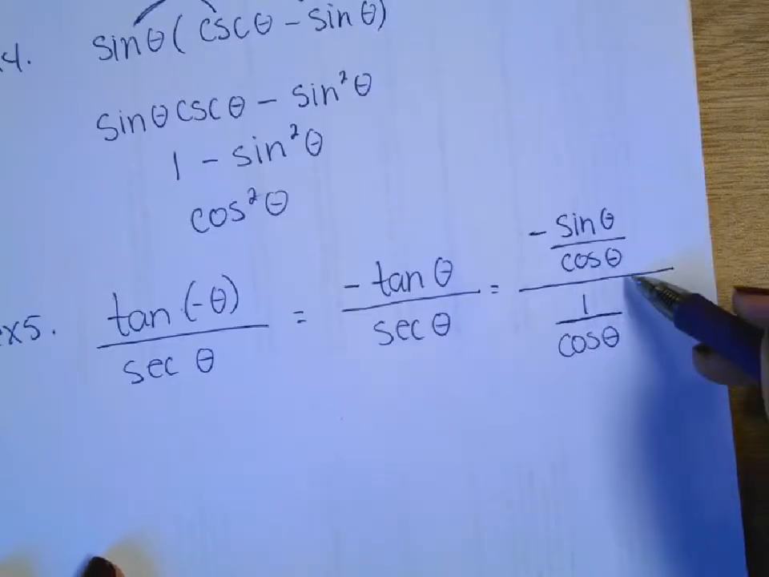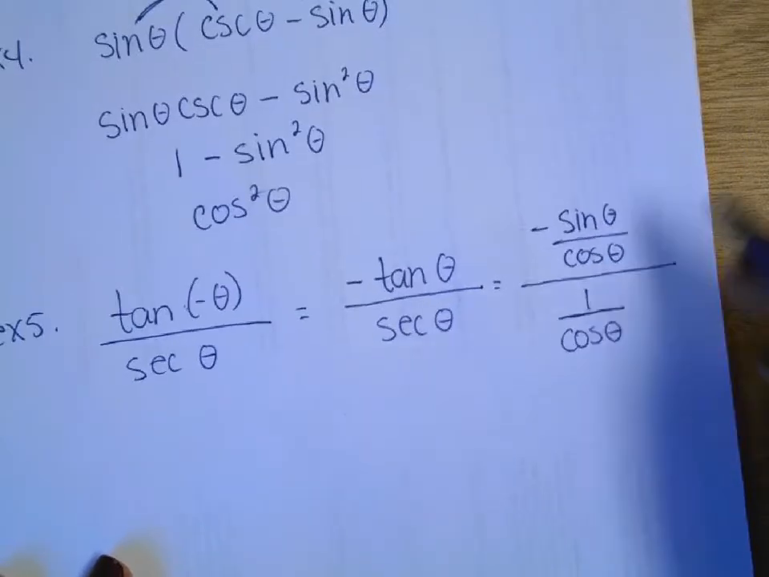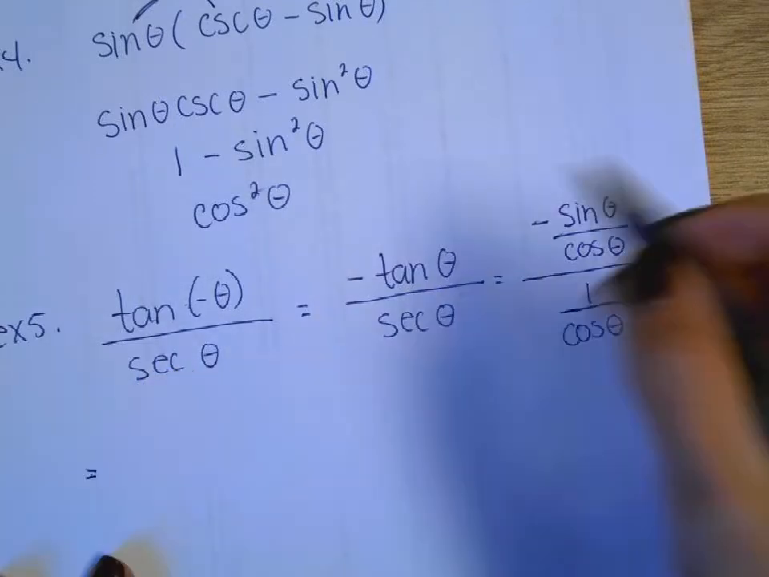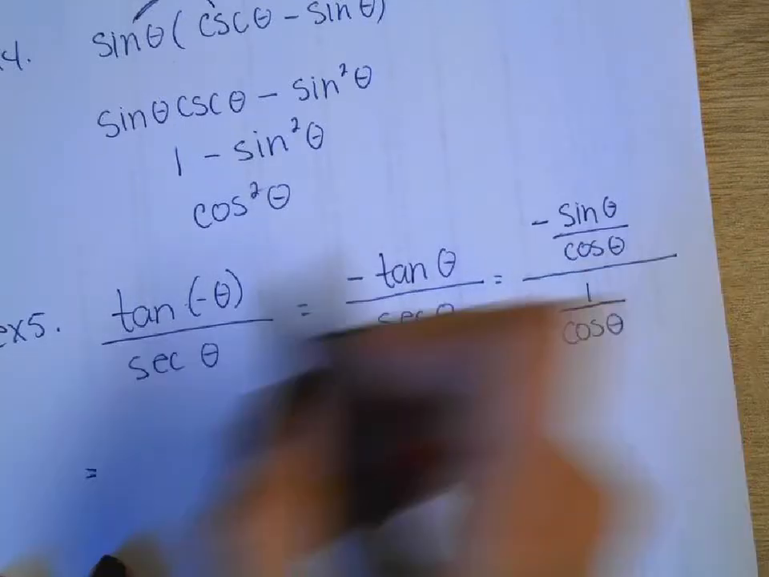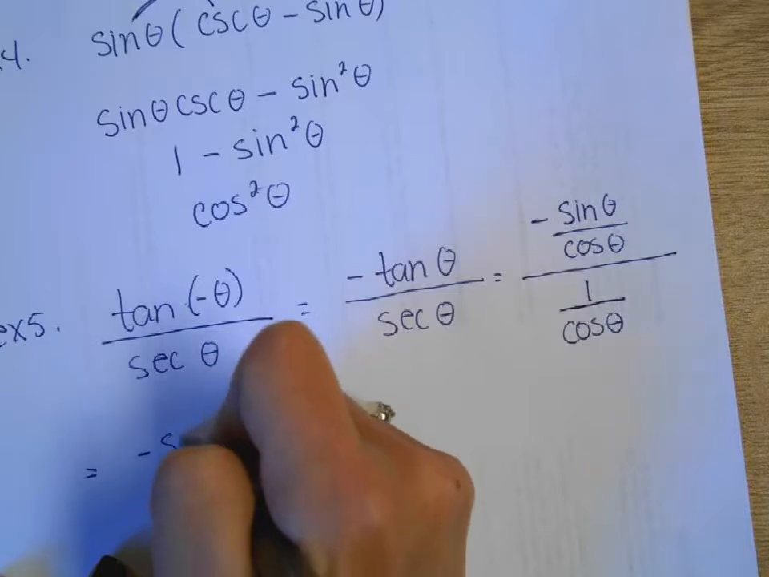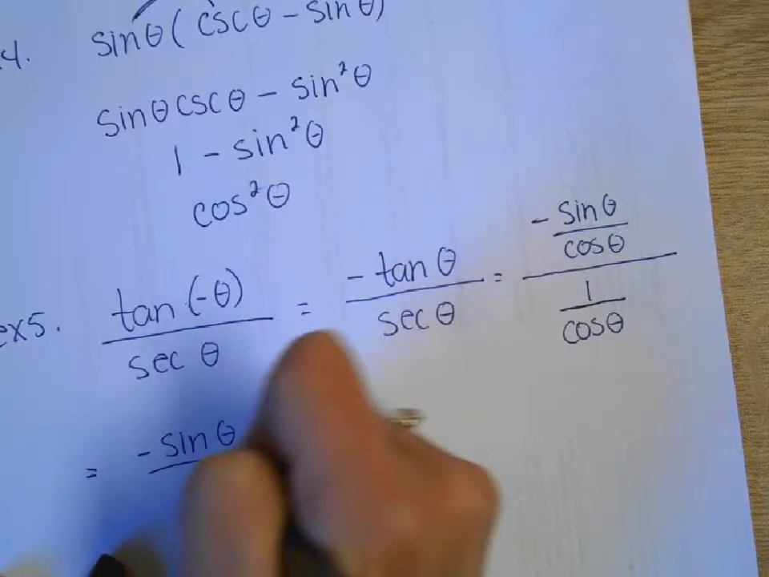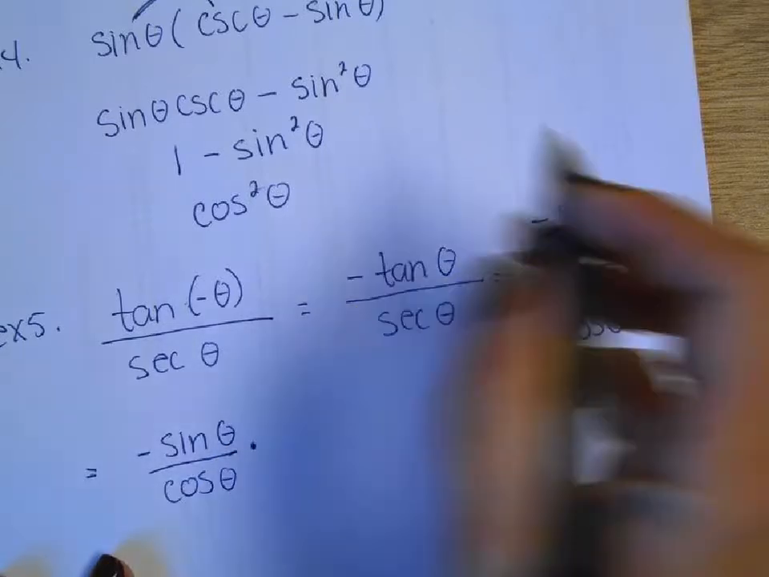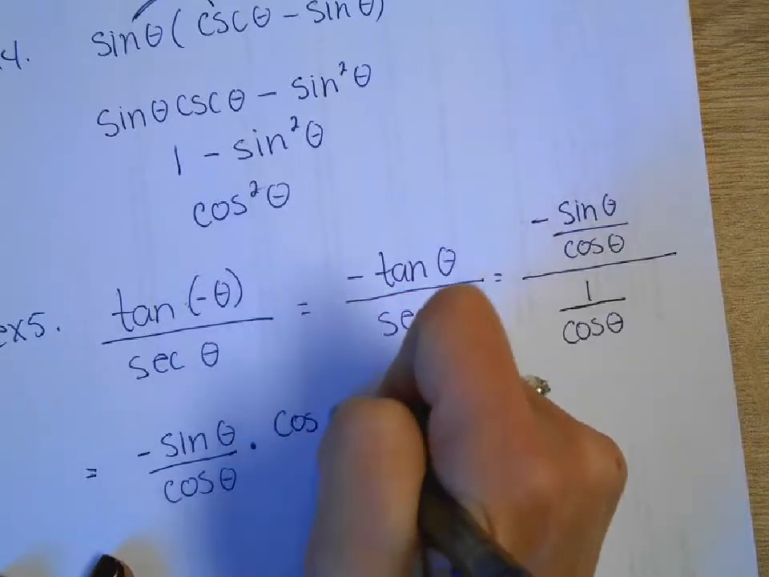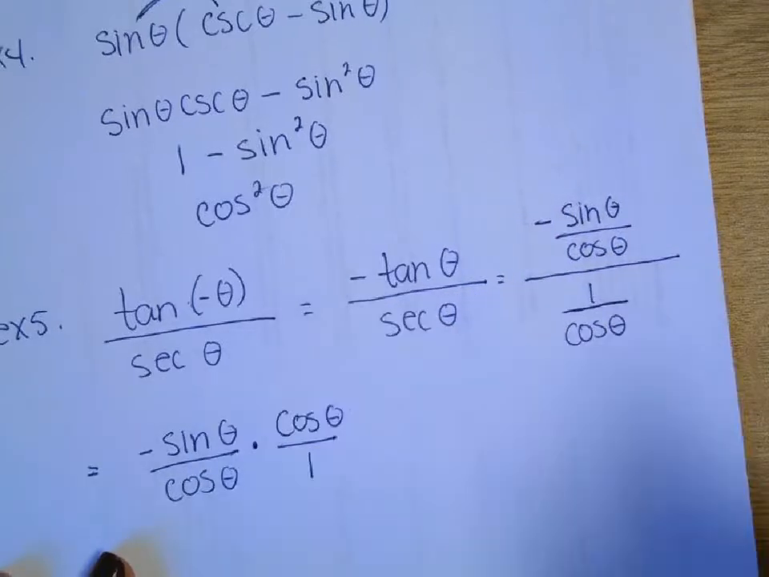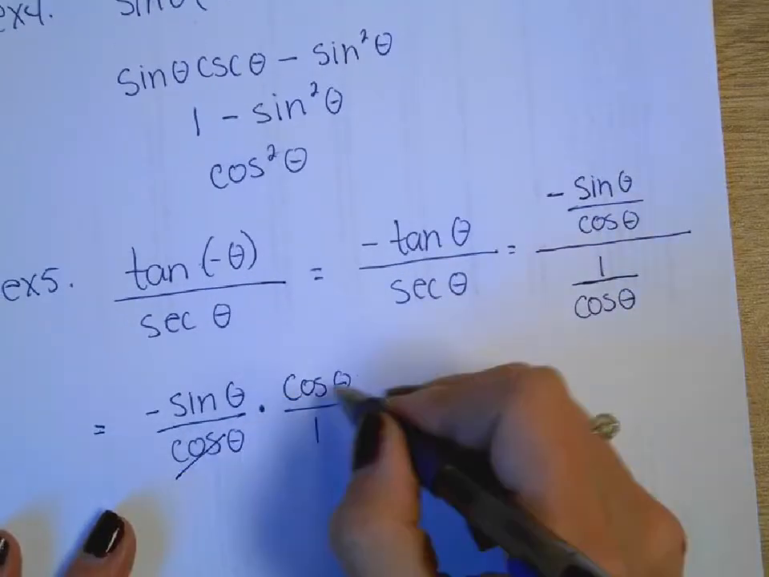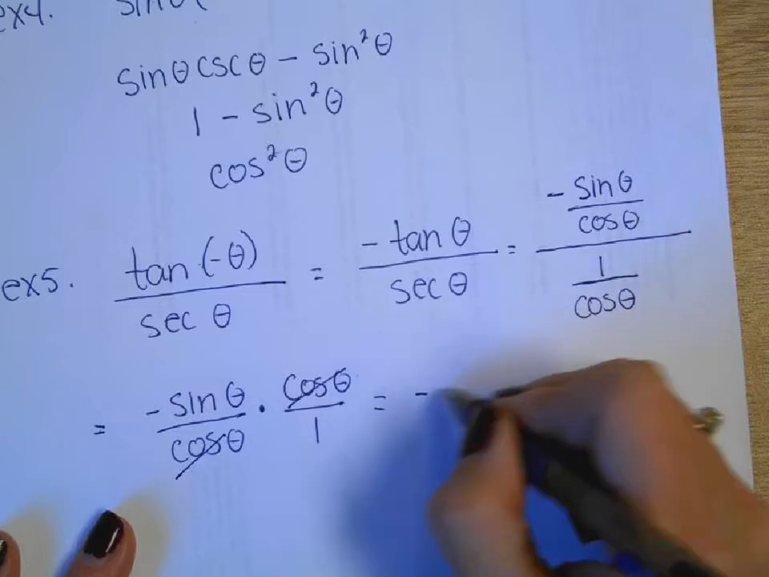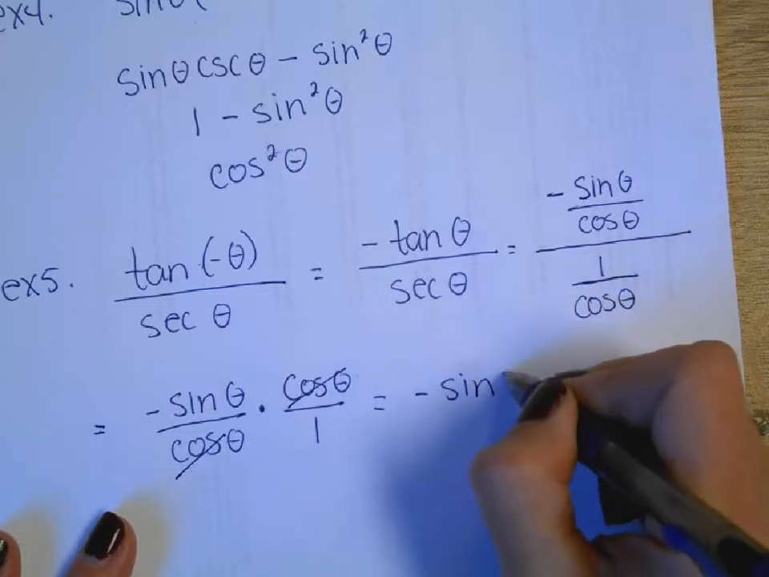Yes, you've got a fraction divided by a fraction, so we go back to 7th grade. Keep your numerator the same, so negative sine over cosine. Multiply by the reciprocal of the bottom. Cross out the cosines, and then we have negative sine. Negative sine is as simplified as I can get this down to.